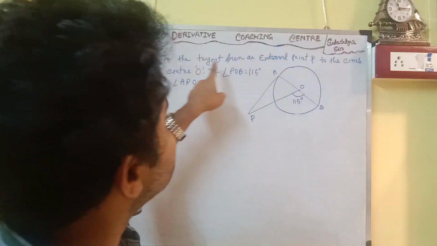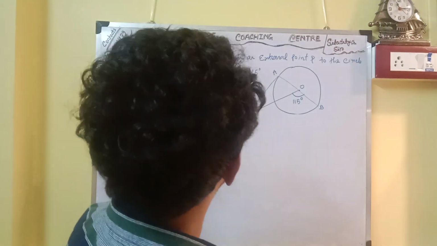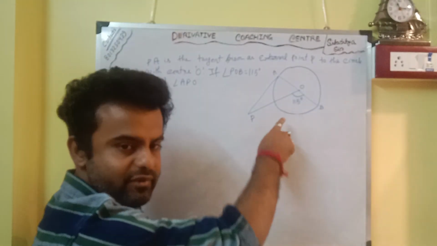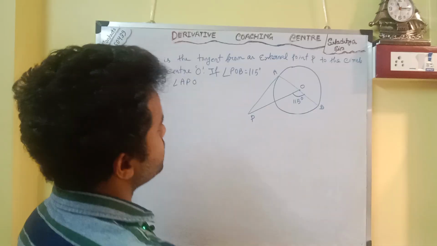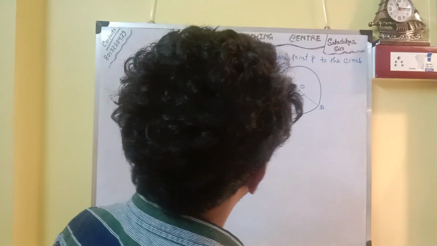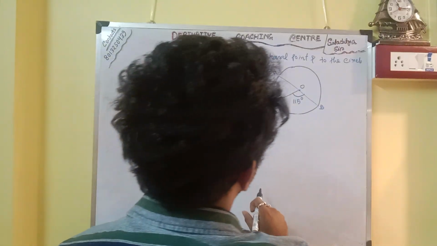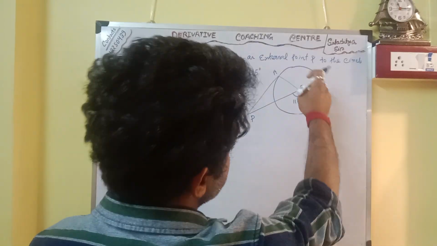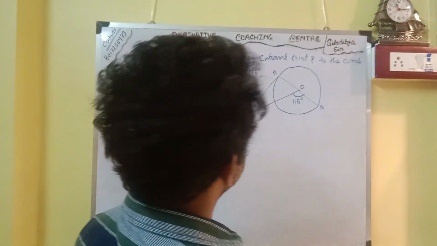PA is the tangent from an external point P to the circle with center O, and the angle POB is given 115 degree. So now find the angle APO. Okay, so look, this PA is the tangent. Already the diagram is drawn over there. Look at the board. This PA is the tangent from the external point P of the circle with center O, and look, this POB is 115 degree.